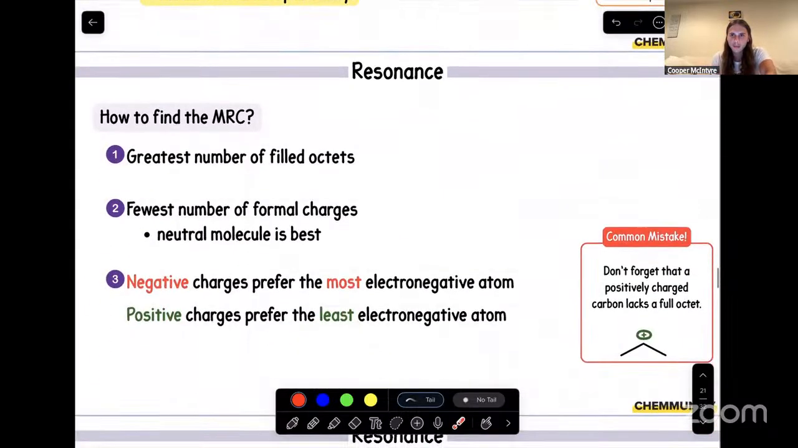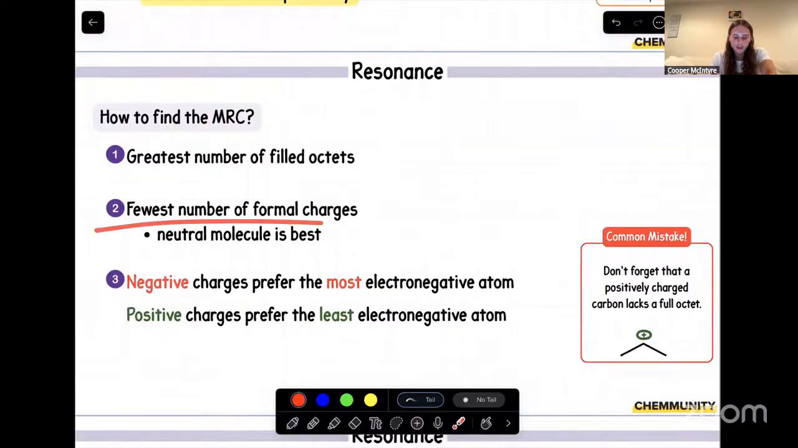And then lastly, we'll review what the MRC is. MRC, yet again, stands for the major resonance contributor. And there are three main things we want to look out for when it comes to the MRC. The first thing is looking for the greatest number of filled octets. Now, for that resonance form to be decently stable out of all of them, it needs an octet, meaning our atom needs those 8 electrons surrounding it.